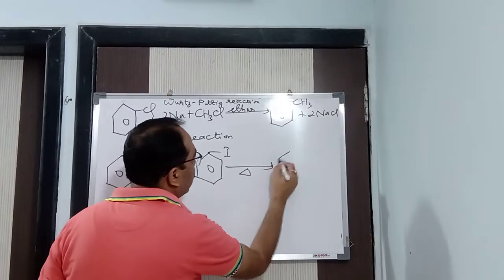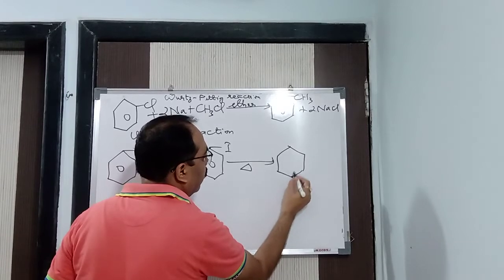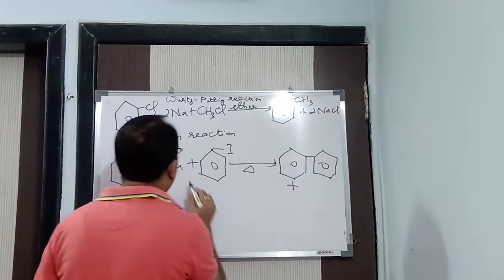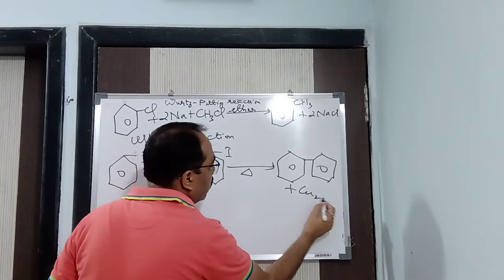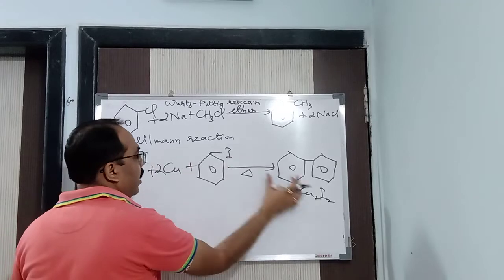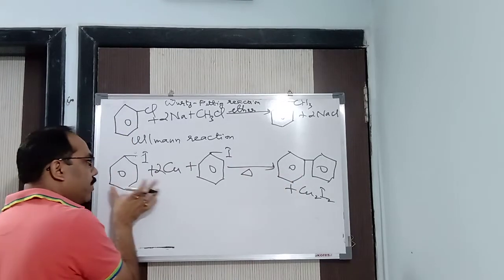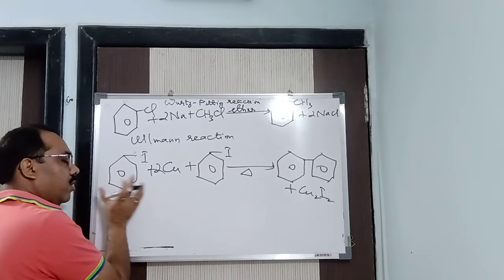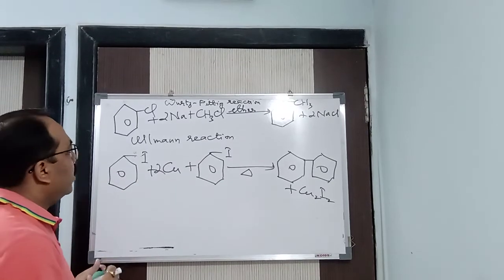So what I am going to get is diphenyl. This is diphenyl, as you can see, plus Cu2I2. So this is known as the Ullmann reaction. We do the Ullmann reaction with iodobenzene only, not chloro or bromobenzene. Okay, so this is your Ullmann reaction.